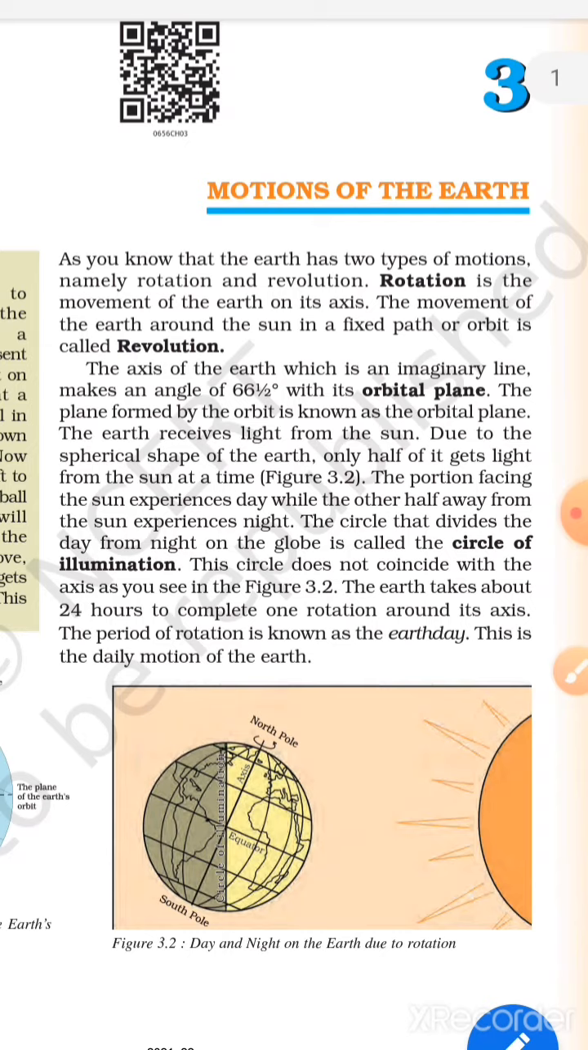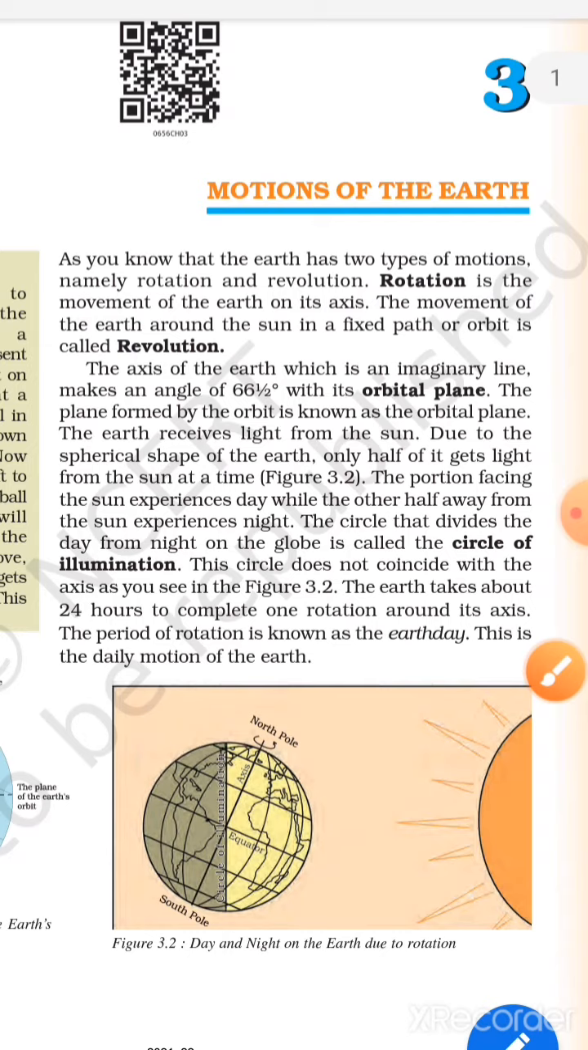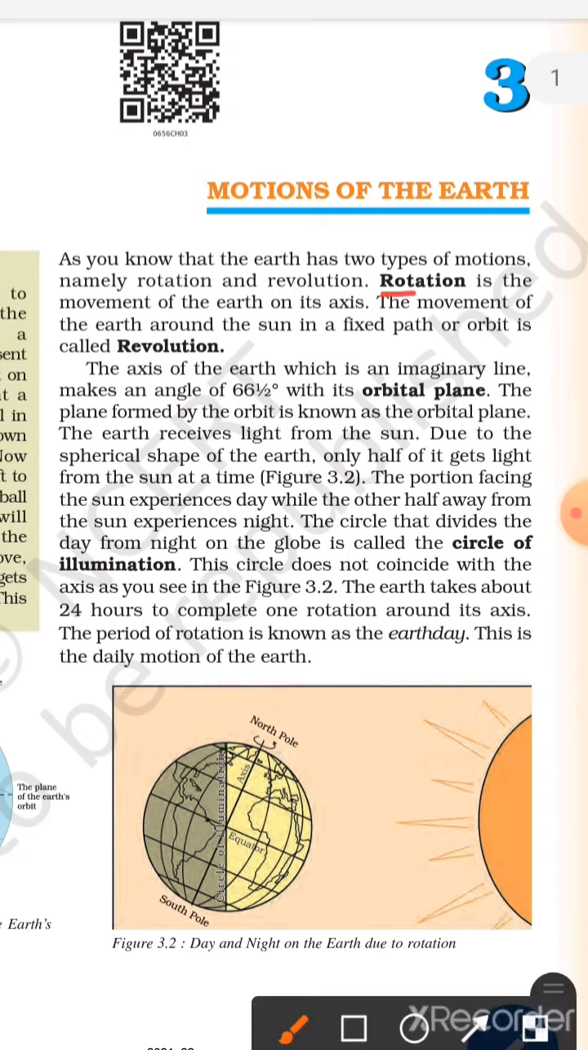Now what is meant by rotation? Rotation is the movement of the Earth on its axis. As we have studied in the previous lesson, there is an imaginary line that we call an axis, and the Earth moves around the axis. This movement of the Earth on its axis is called the rotation.